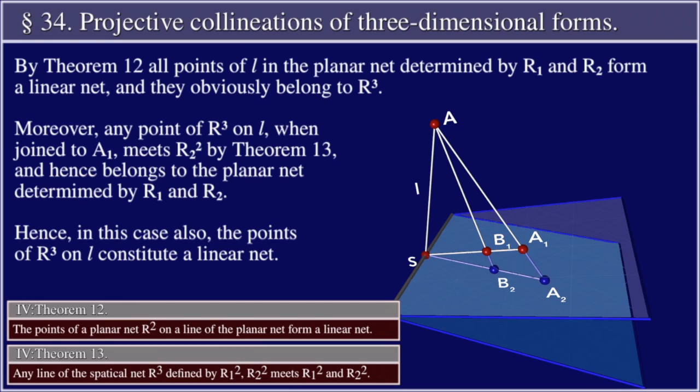Moreover, any point of R cubed on L, when joined to A1, meets R2 squared by Theorem 13, and hence belongs to the planar net determined by R1 and R2. Hence, in this case also, the points of R cubed on L constitute a linear net.